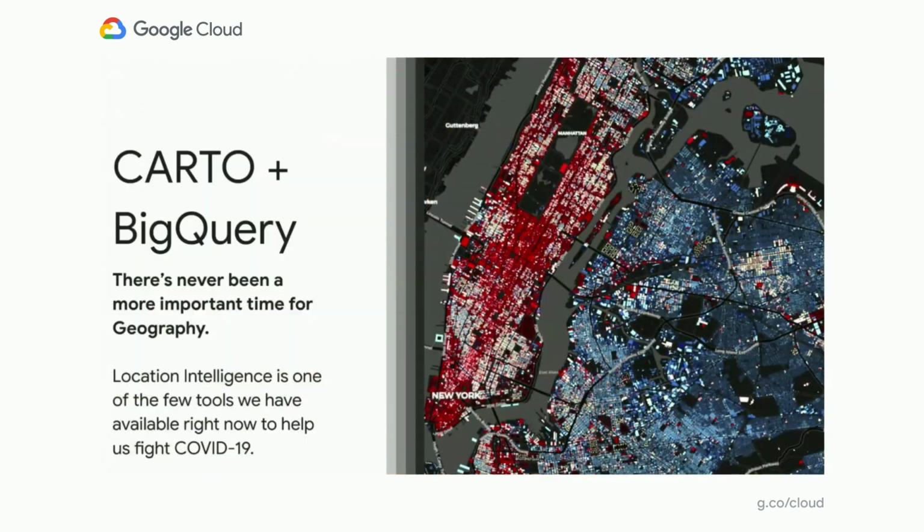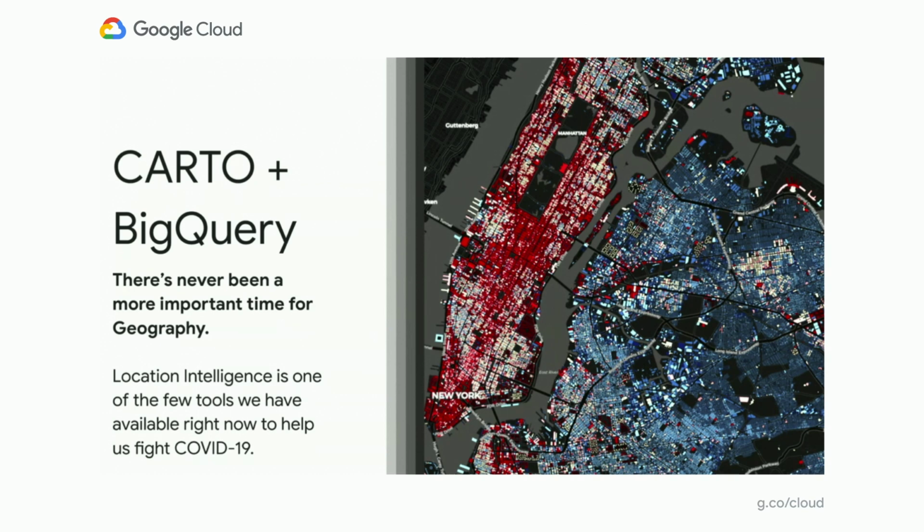Javier? Thanks, Shane. I'm pretty excited to be here today collaborating with Google on COVID-19 mitigation. We have seen an explosion on usage of maps and location intelligence to fight COVID-19. It's like the entire population had got almost a one-on-one course on maps and mobility recently. And that's because, I like to say, there's never been a more important time for geography. Understanding the geography of the pandemic and the mobility of the population is one of the few tools that we have right now available to fight COVID.